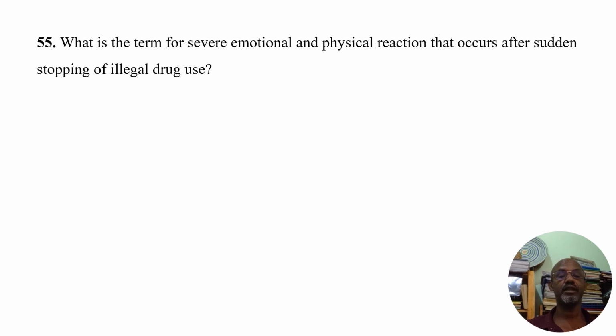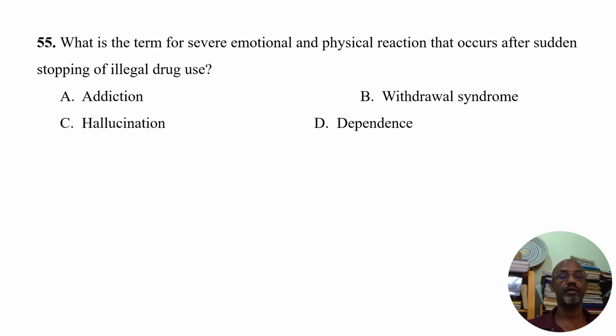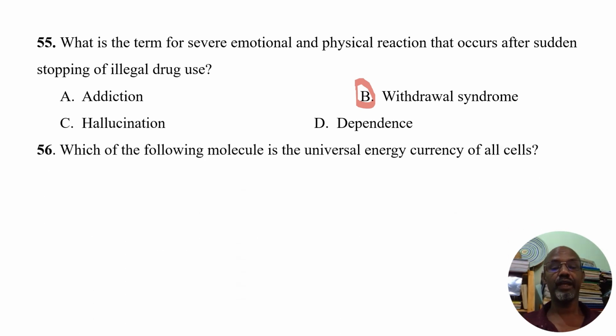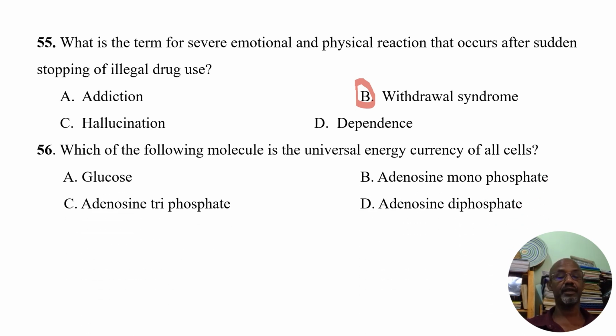55. Which is the term for severe emotional and physical reaction that occurs after sudden stopping of illegal drug use? That is withdrawal syndrome or symptom. Question number 56. Which of the following molecules is the universal energy currency of all cells? ATP, adenosine triphosphate, that is C.